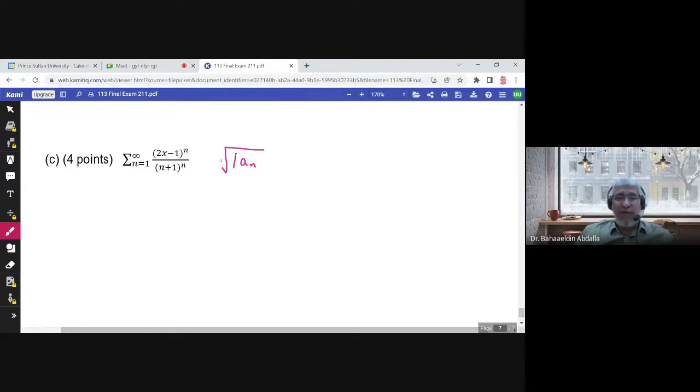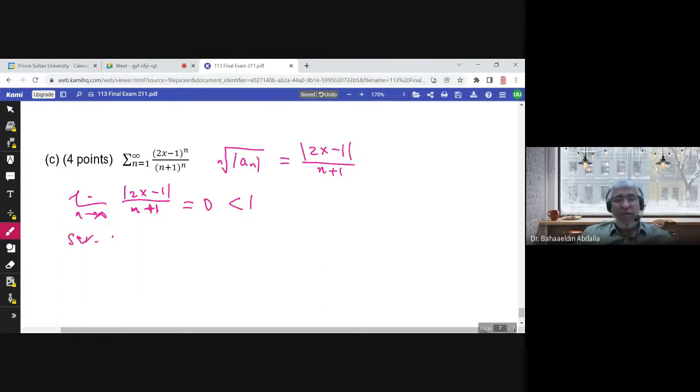Another question, but here I have n and n, so I'll use the root test. So I'll find the nth root of this. The nth root of this would be, n cancels with n and n, and I'll have the absolute value of 2x minus 1 over n plus 1. Okay, and when I find the limit of the absolute value of 2x minus 1 over n plus 1 when n goes to infinity, well, infinity plus 1 is infinity. Anything over infinity is 0. And 0 is always less than 1. So the series is convergent, always. So the interval of convergence would be from negative infinity to infinity, and the radius of convergence would be infinity.